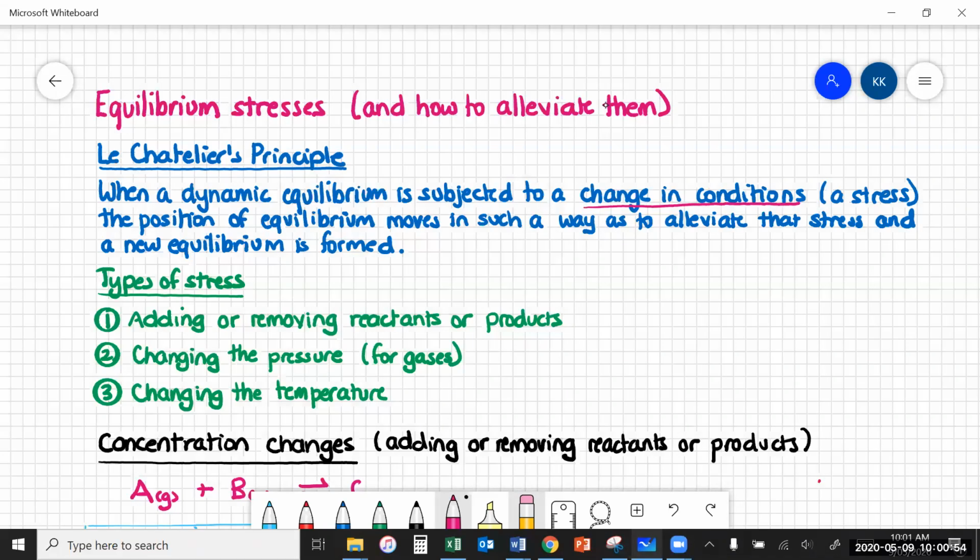So what do we mean by alleviate the stress? We just mean to try and undo the change. So whatever gets done to the system, the equilibrium is going to move to try and undo what was done. The types of stress we're going to talk about today are adding or removing reactants and products, changing the pressure, and that only applies for gases, and changing the temperature. Let's get straight onto it.